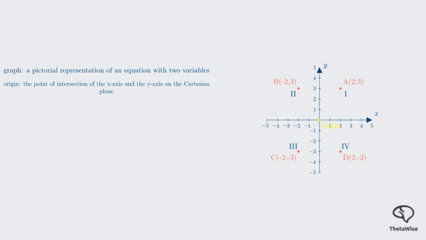In this scene, we've defined what a graph and the Cartesian plane are, located the origin, and identified the four quadrants. This is the coordinate system we'll be using to draw all of our graphs.